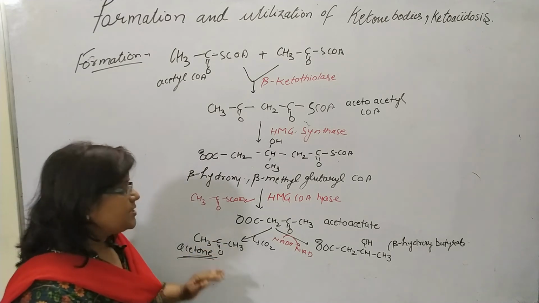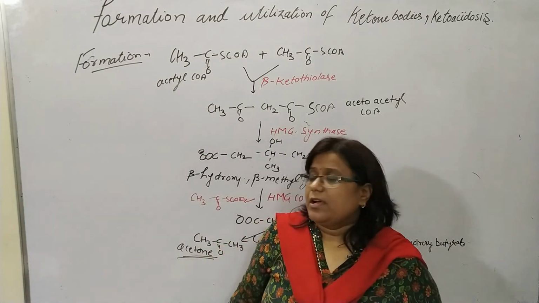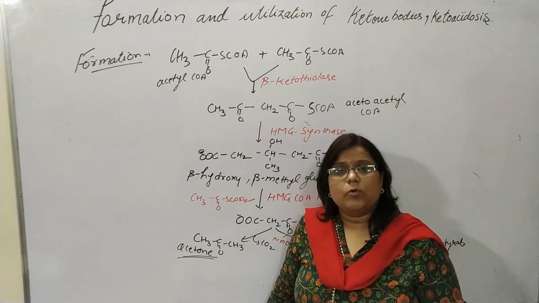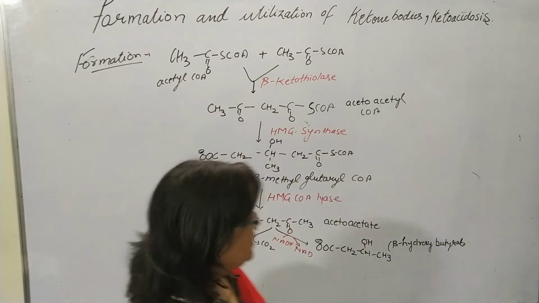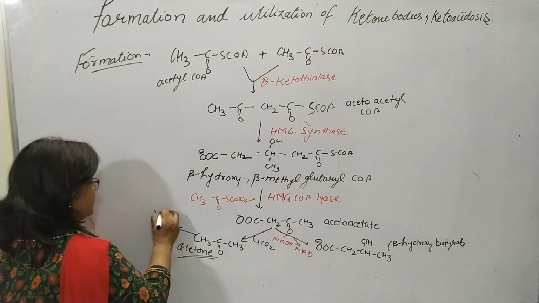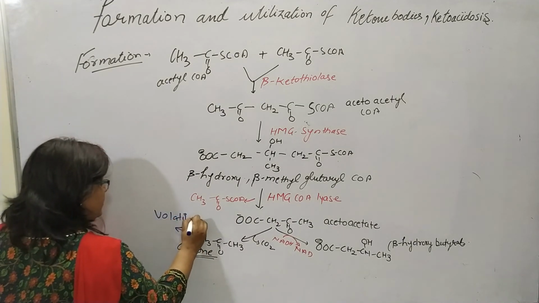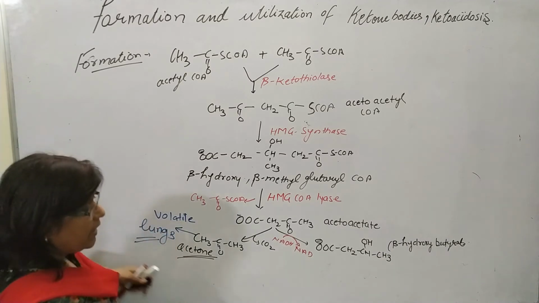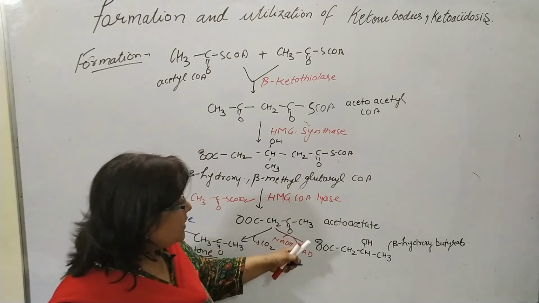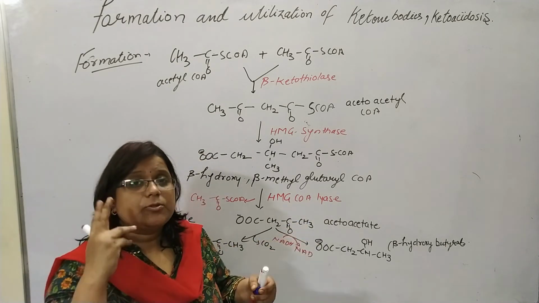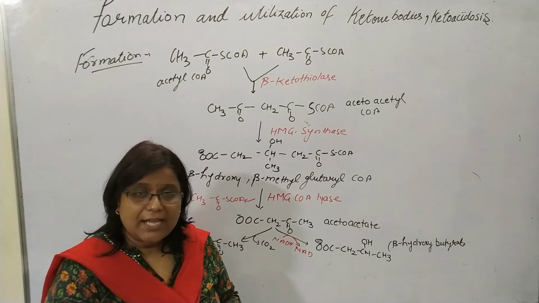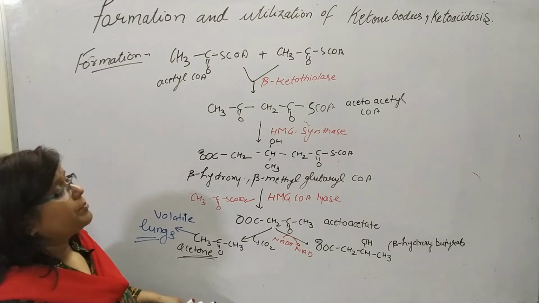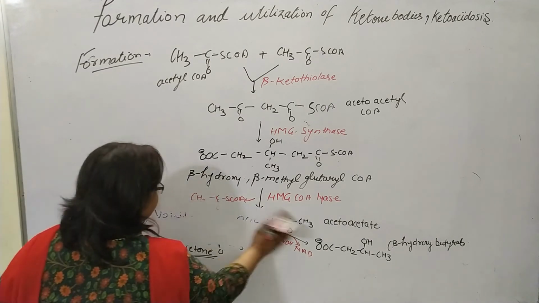Acetone is volatile in nature, so it is excreted out by the lungs. But beta-hydroxybutyrate and acetoacetate are the main two ketone bodies which are utilized for energy generation. So this is all for the formation. Now come to the utilization.